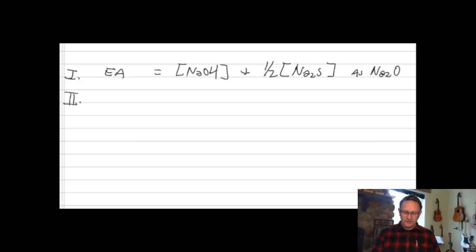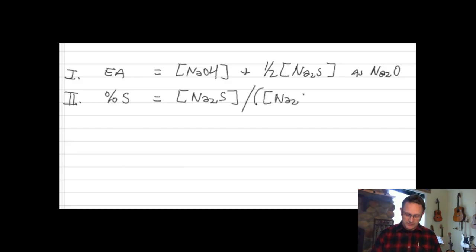Equation 2, sulfidity, is expressed as a percentage of Na2S in solution. So percent S equals the concentration of Na2S over the total concentration of active components. So that's the concentration of Na2S plus the concentration of NaOH. And this is equation 2.